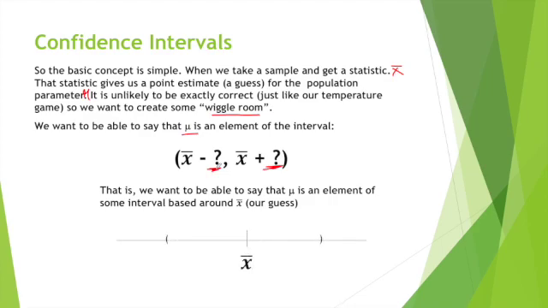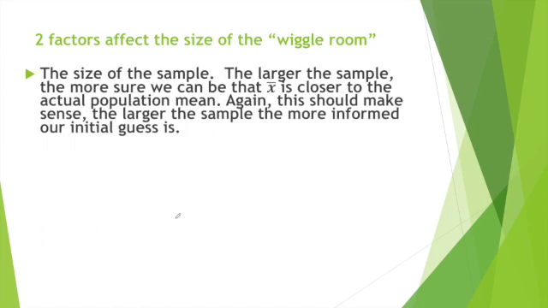So now we could say our mean is somewhere in between this interval. Two factors affect the size of our wiggle room. First, the size of our sample. The larger our sample, the more confident we can be that our sample mean is closer to the actual population mean, mu. Again, this should make sense. The larger the sample is, the more informed our initial guess is, right? I would feel more confident looking at the average heights of everybody at Fontbonne versus the average heights of everyone in my statistics class, because that would be a much larger sample.